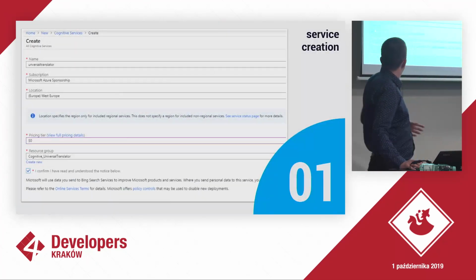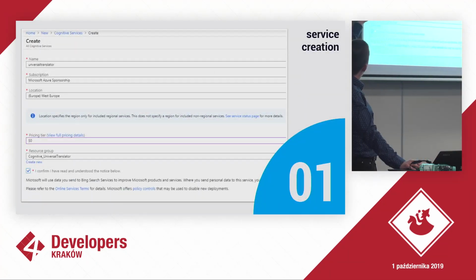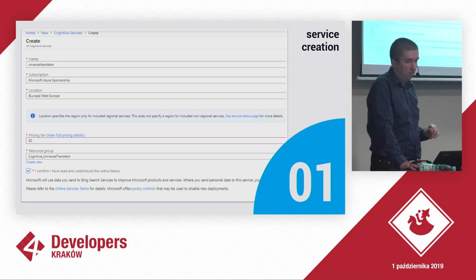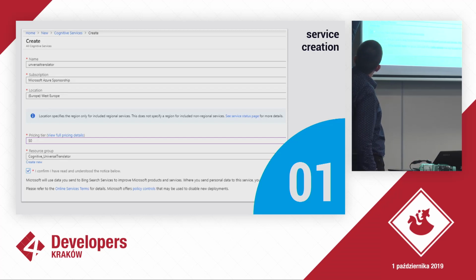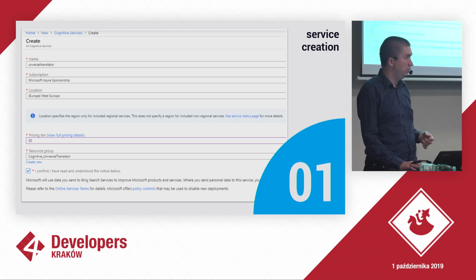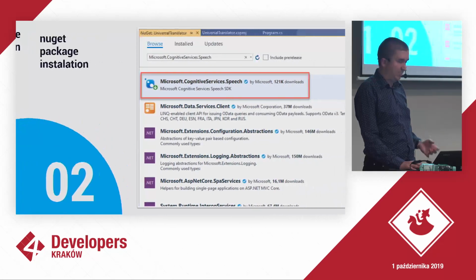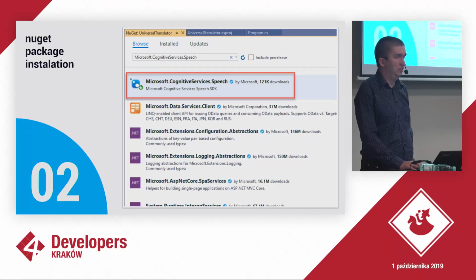What do we need to do? First of all, in Azure, we need to create a cognitive services resource. You can see that we are naming it, selecting a subscription, something typical, and we are using the free tier. So we can start playing with the services for free. When we do that, then of course, we need to install the NuGet package. So it's easy.